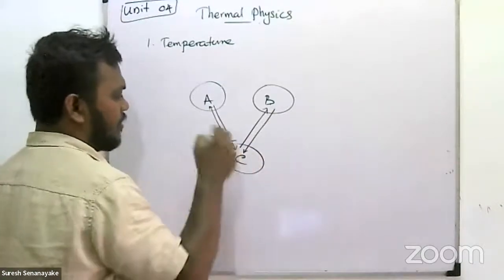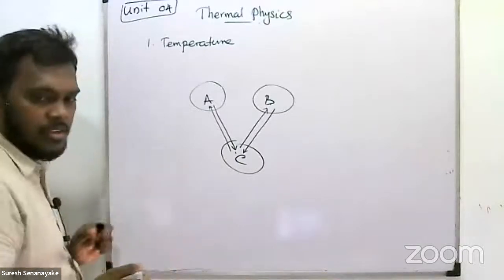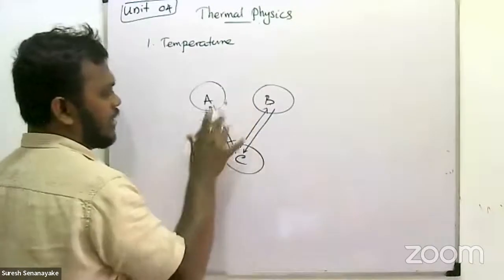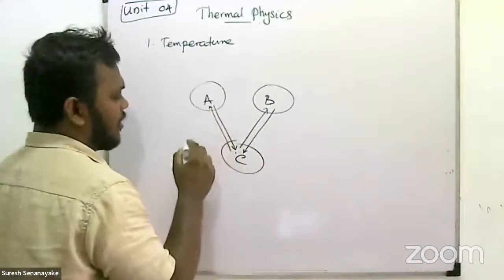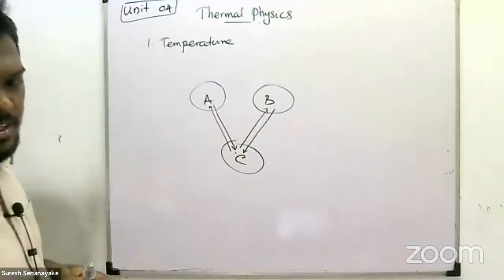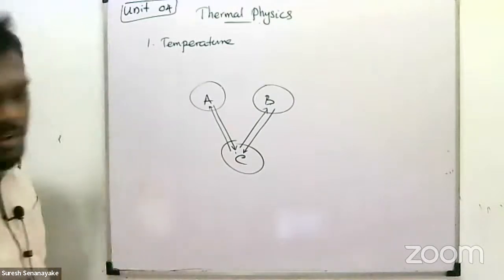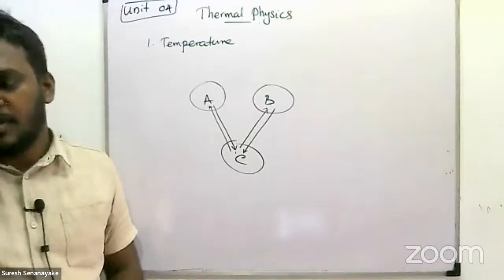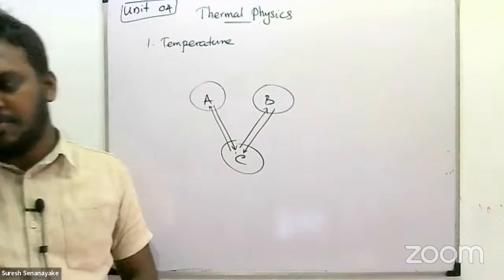And because their temperatures are not changing, right? But this A and B are not in physical contact, right? But A and C are in thermal equilibrium, and B and C are in thermal equilibrium. So this zeroth law says if A and B are in thermal equilibrium with the third body C, then A and B also should be in thermal equilibrium.